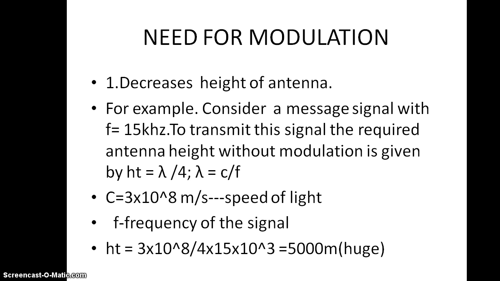Lambda is the wavelength, and we know the relationship between lambda and c: lambda equals c by f. C is the speed of light and f is the frequency of the signal. Now substitute the values of f and c in the formula. Ht now becomes 5000 meter. So this is a very huge value. This is the height of the antenna obtained without modulation.